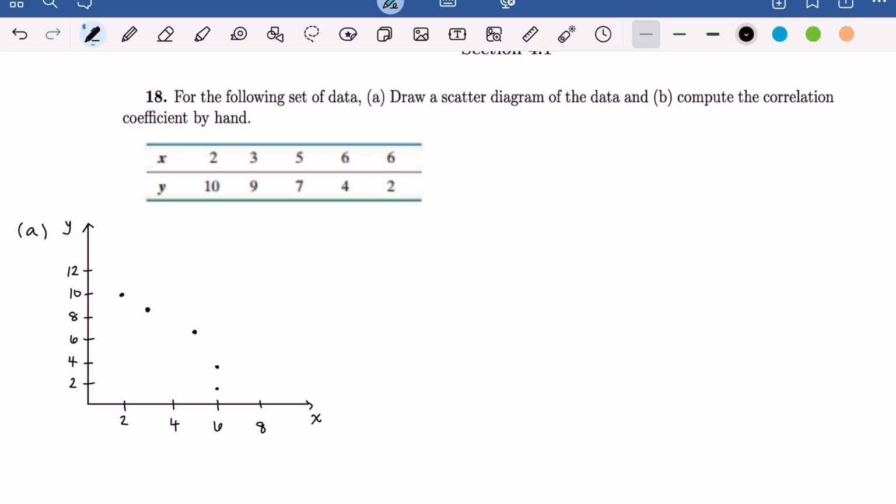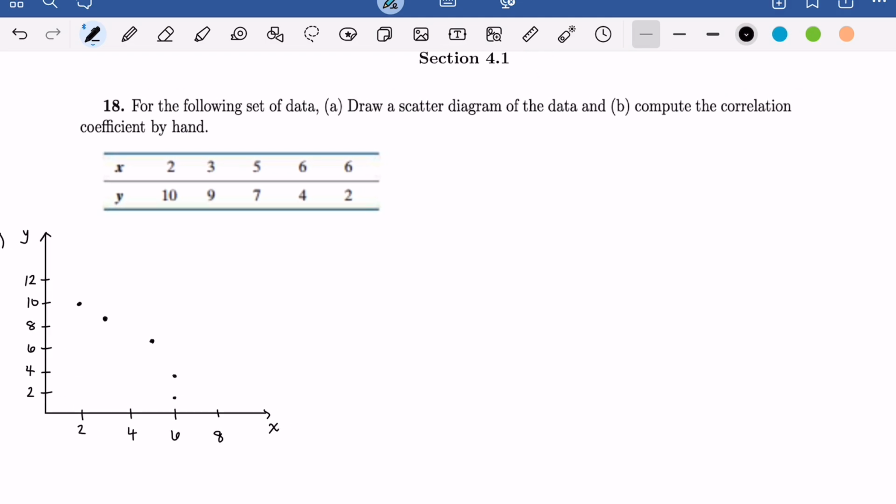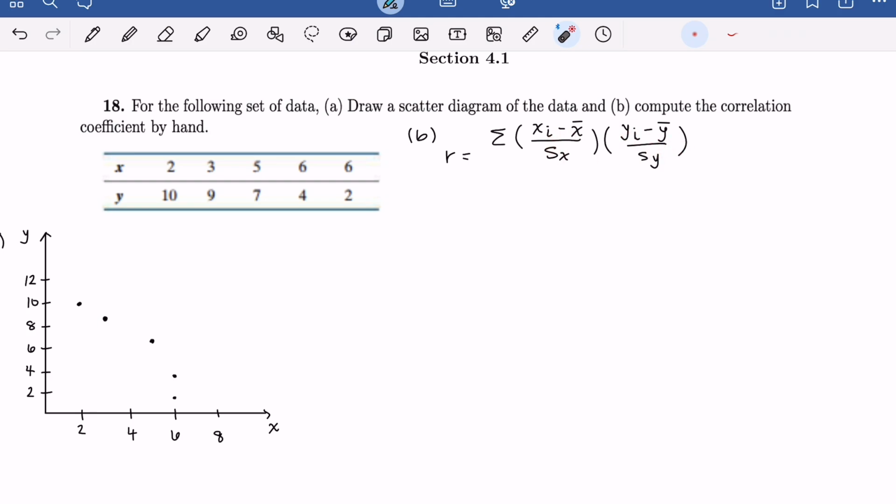Now for part B, computing the correlation coefficient by hand is going to be a little bit of work. The formula: r is going to be the correlation coefficient. We want to take the sum of all of our x sub i's, all of our data points, and subtract out the mean, and then divide this whole thing by the standard deviation of our x values. Then we multiply this by the same thing for our y values, and take the sum of this product. Then we divide this entire thing by the number of values minus 1.